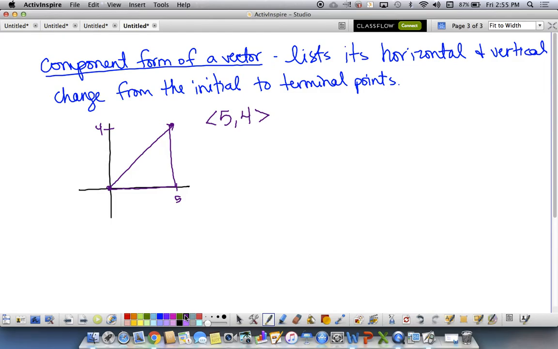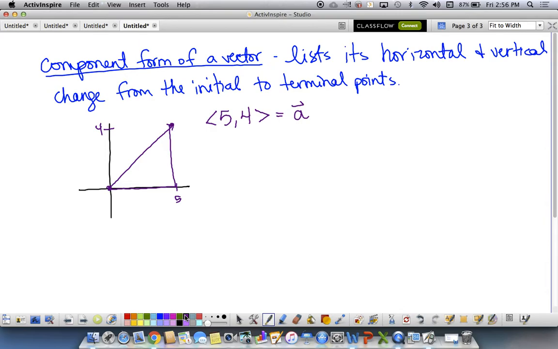Okay, so you will have a point. Sometimes they put a little A and a B, okay? So vector form, we could even say, is vector A. Vector A has components 5, 4, okay?